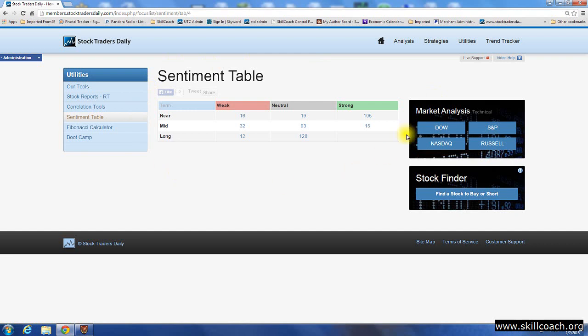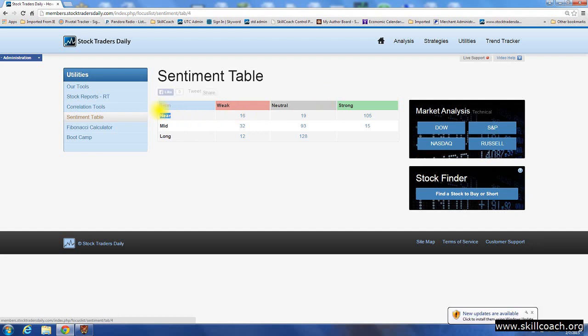I use the sentiment table in two different ways. The first is a contrarian indicator, and the second is to identify stocks that are bucking the trend of the market. First, I'll talk about the contrarian indicator. I use the near-term row for this.